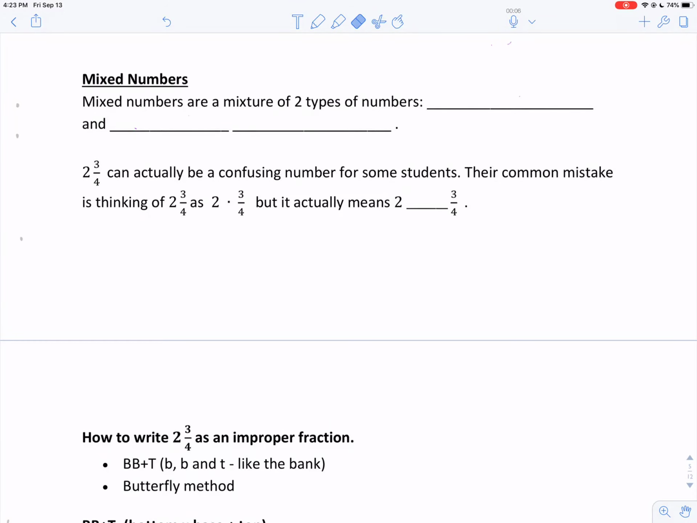In this video, we'll be talking about mixed numbers. Now, mixed numbers are just a mixture of two types of numbers. You will have an integer as well as a proper fraction. So an example of that would be 2 3/4.